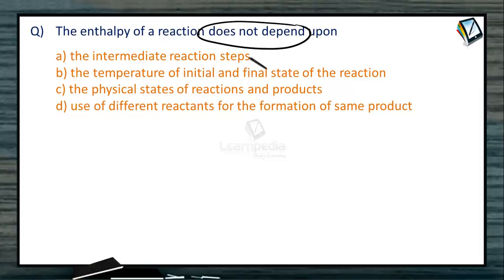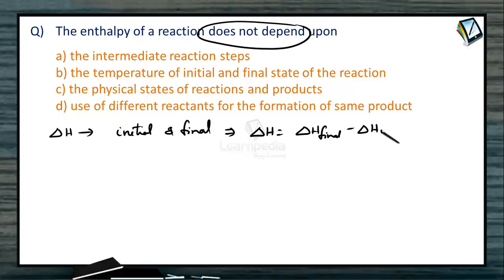So you got your answer here itself, because the enthalpy change depends only upon the initial state as well as the final state, and it's independent of the various intermediate steps, isn't it? Because we simply calculate enthalpy change as the enthalpy of the final state minus enthalpy of the initial state. So that is the reason why this is a wrong statement, and that becomes our correct answer. But still, let's see how the other options are correct statements.